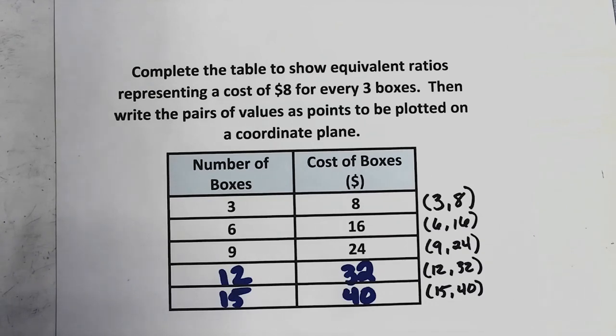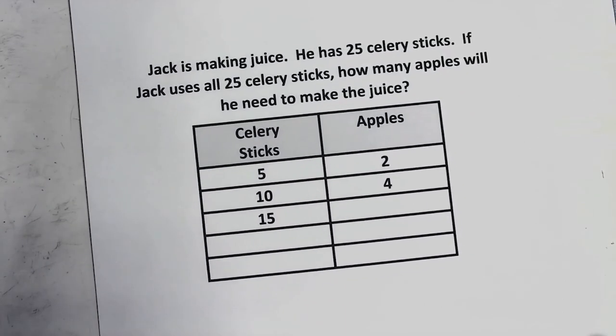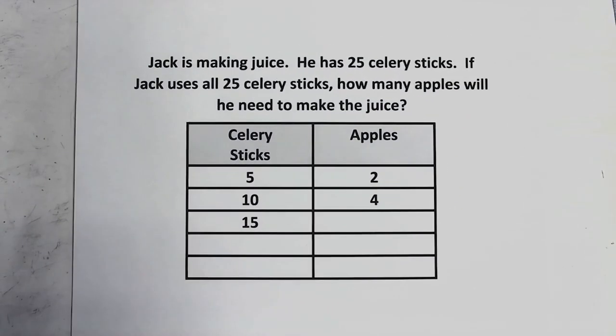So I can't wait for us to see how we can use it to connect to ratios. So let's dive in. Here's my next problem. All right, so our problem reads, Jack is making juice. He has 25 celery sticks. If Jack uses all 25 celery sticks, how many apples will he need to make the juice? So here's our table. I'm gonna give you a second to draw this table and write this table down.